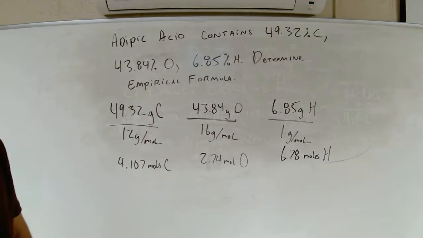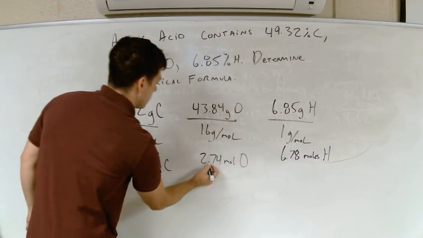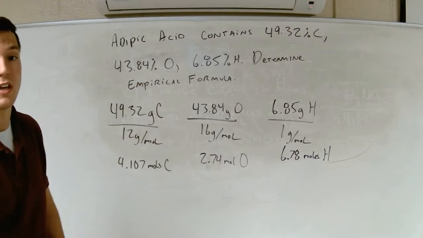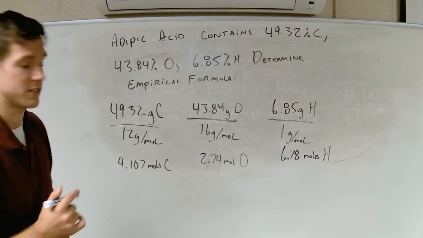Step 3 is we divide by the smallest number of moles. So we look at this, we got 2.74, we got 6.78, and we got 4.107. We divide by the smallest number, which is that oxygen, which is 2.74.